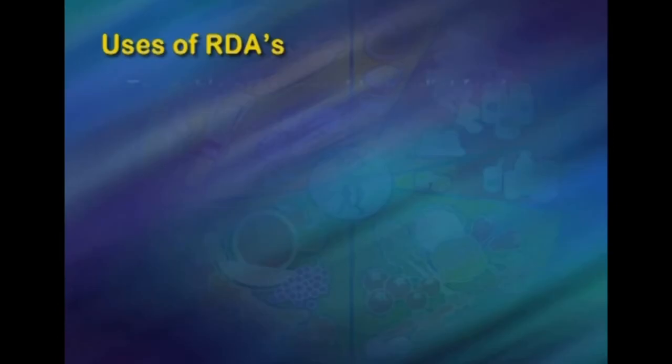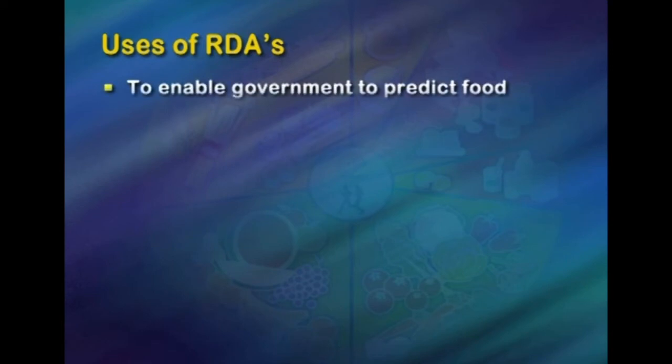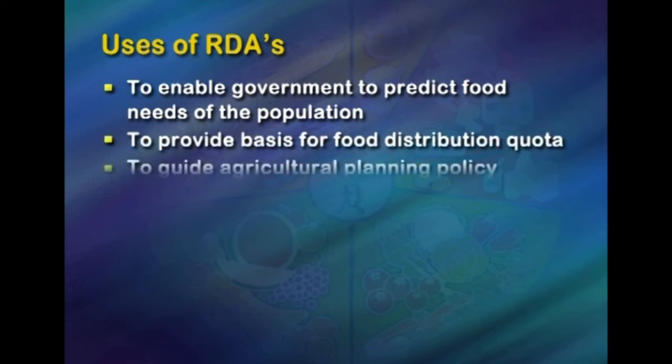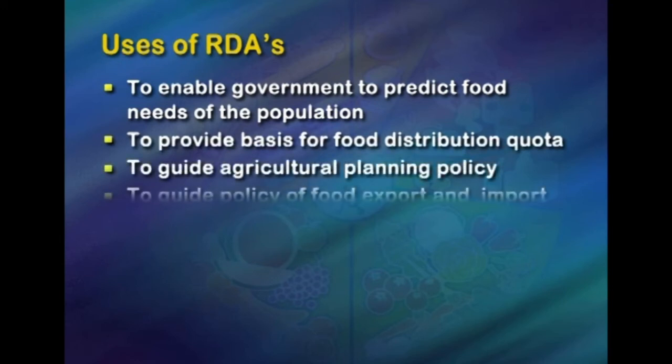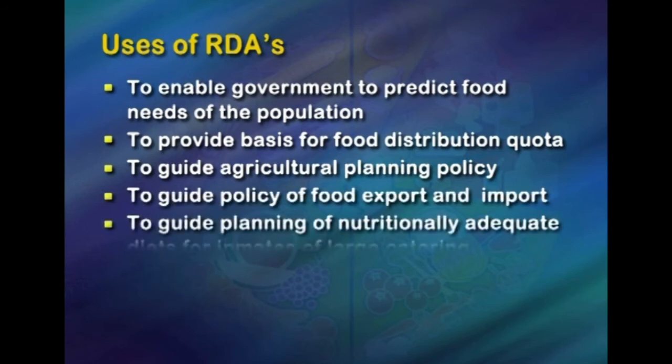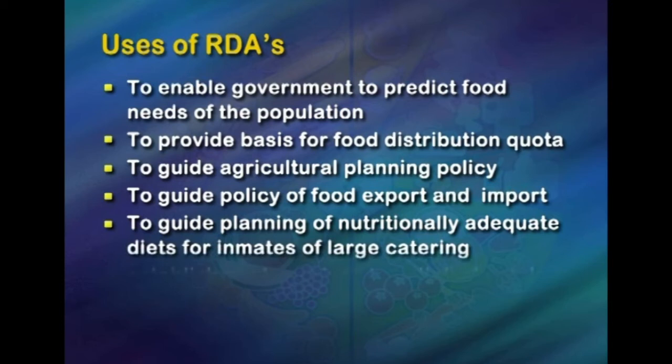Now, why do we need RDA? What are the uses or role of RDA in our daily life? One of the important uses is that it enables the government to predict food needs of the population. It also provides a basis for food distribution quota. It also guides agricultural planning policy and also food export and import.